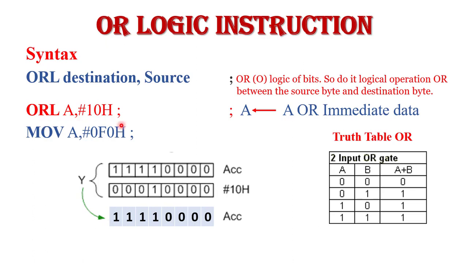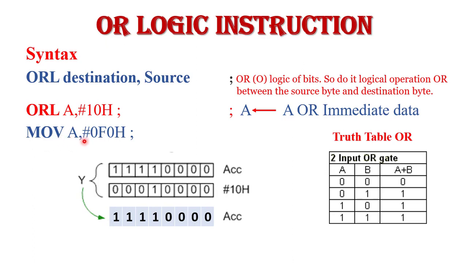This instruction is the example of immediate addressing mode because immediate data is given in the instruction itself. So this instruction tells that perform OR operation between source byte and the accumulator byte. So to execute this instruction, first we load data into the accumulator register. To store data into the accumulator register, we use move instruction.